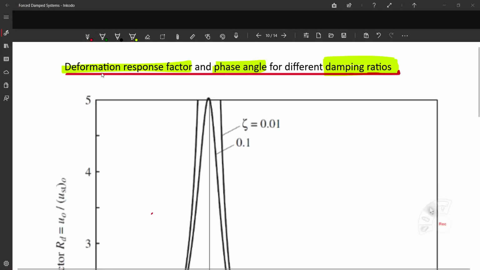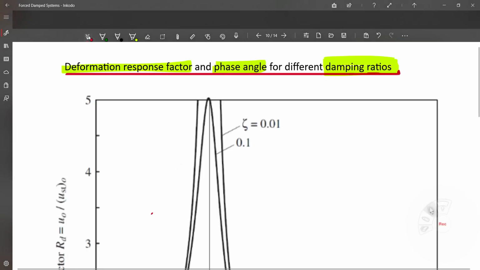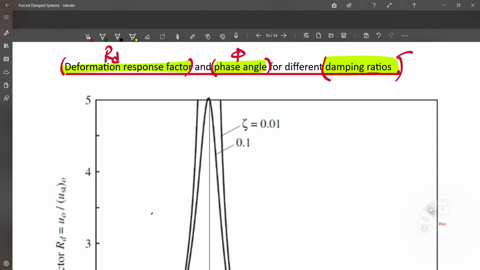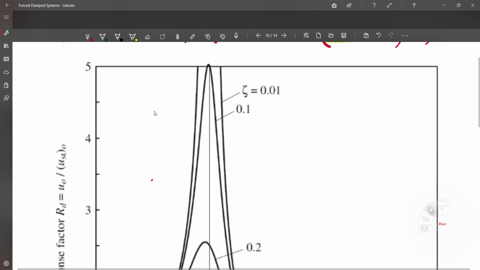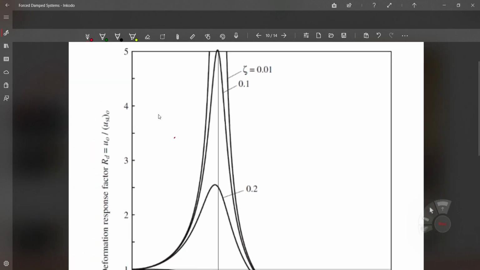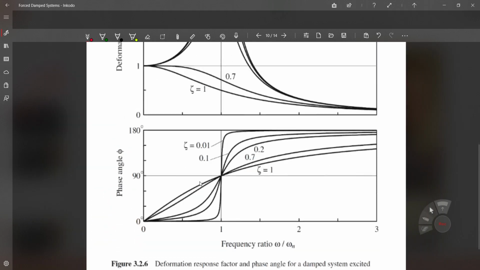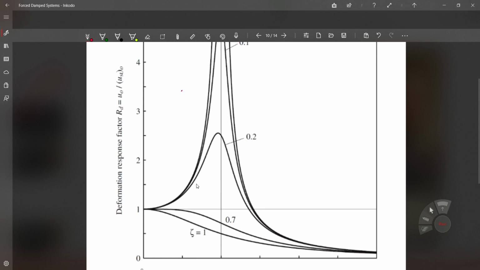Okay, now we are going to talk about the graphical representation of the deformation response factor, which is RD, and the phase angle, which is phi, for different damping ratios. So we are going to have different damping ratios, and let us see how we can work with this. Actually the graphical representation is a little bit huge, but I want you to understand it. You can find it easily in the textbook also.